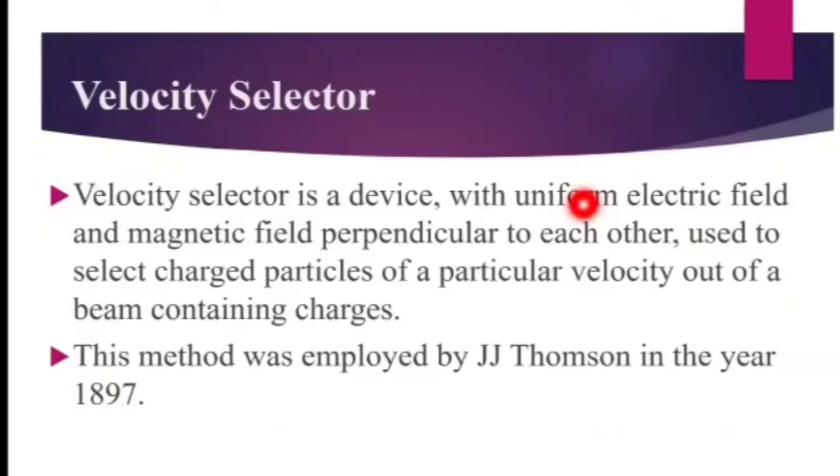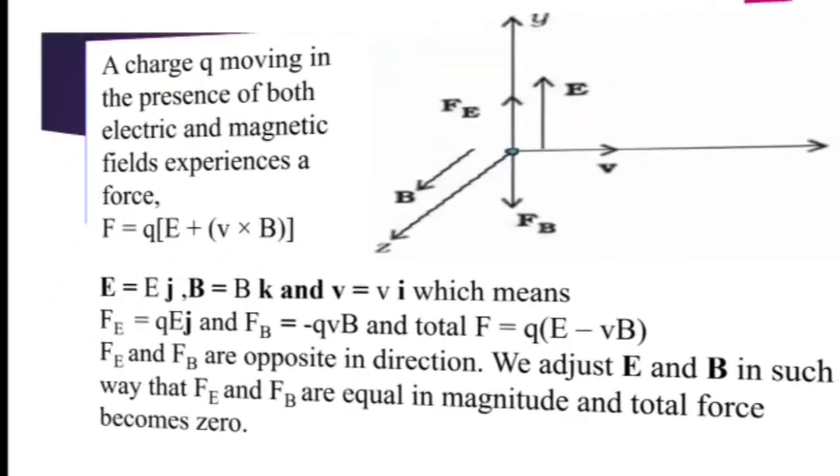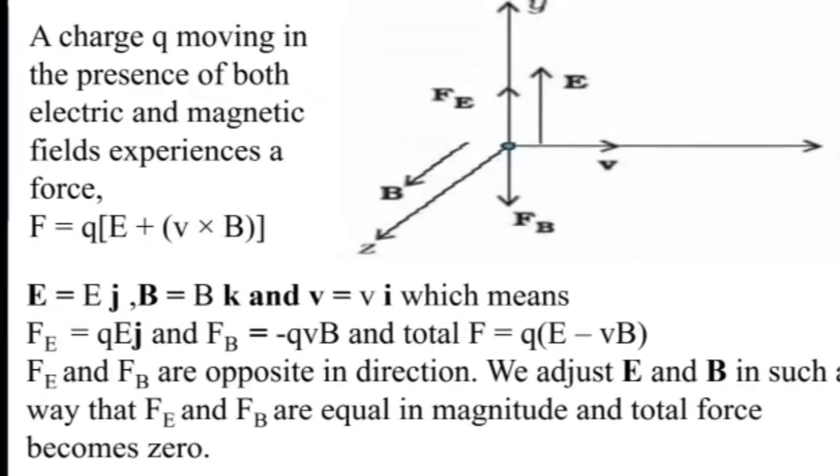For that, we will be having uniform electric field and magnetic field which are perpendicular to each other. So this device was employed by J.J. Thomson in the year 1897. So what happens when a charge is moving in the presence of both electric and magnetic field? We already have understood that it experiences a force, and we called it the Lorentz force, and it is given by the expression F is equal to q into E plus v cross B.